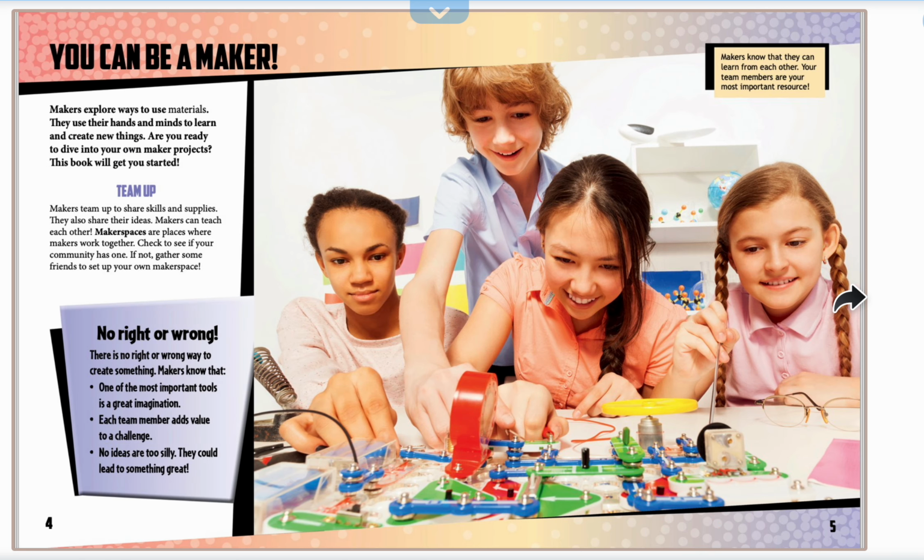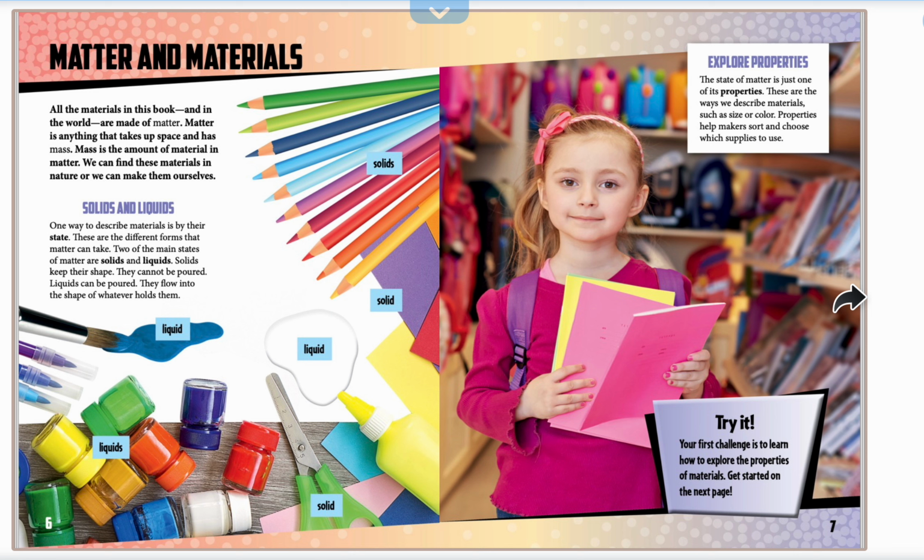So let's talk a little bit about matter. All the materials in this book and in the world are made up of matter. Matter is anything that takes up space and has mass. Mass is the amount of material in matter. We can find these materials in nature, or we can make them ourselves.